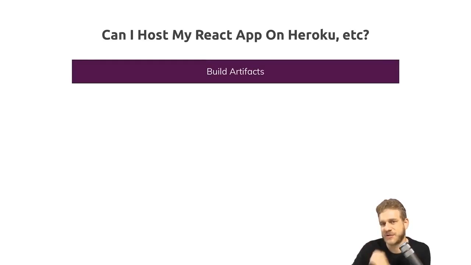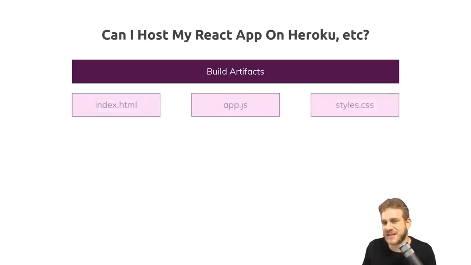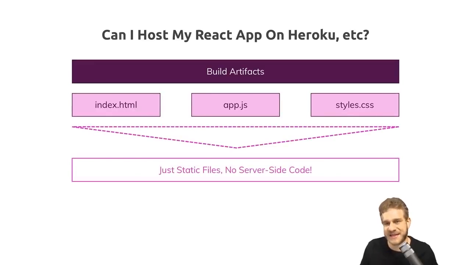And this again refers to single page applications. If you're building a multi-page application, of course, if you're building it with PHP or Node or any language supported by Heroku, you just deploy it there. For single page applications though, we got these build artifacts, which is just the index.html file, some JavaScript files and some style files, for example. Now, all these are static files. There is no server-side code in there.